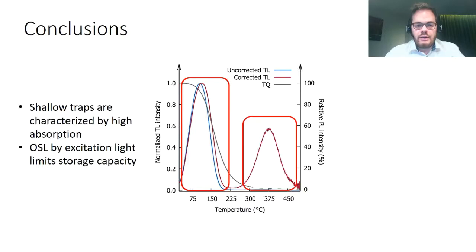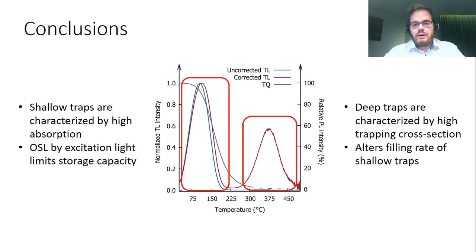And then at the other side, we have the deep trapping defects, which are characterized by a high trapping cross section. So they are being filled preferentially. And this alters the filling rate of the shallow trapping defects, which are responsible for the afterglow. So indirectly, these deep traps, which are thermally inaccessible at room temperature, are still influencing both the afterglow and the thermoluminescence characteristics of the shallow trapping defects.